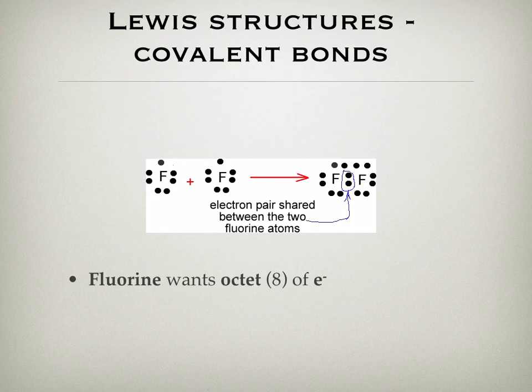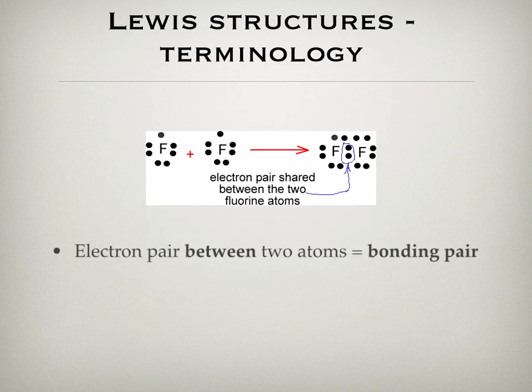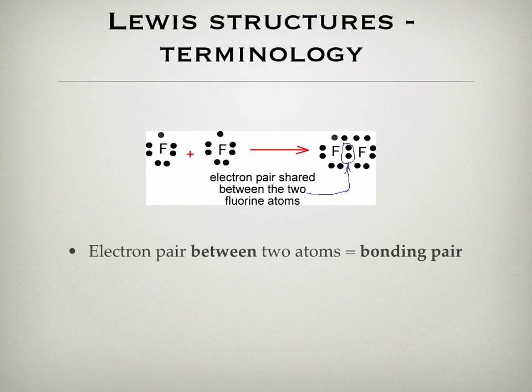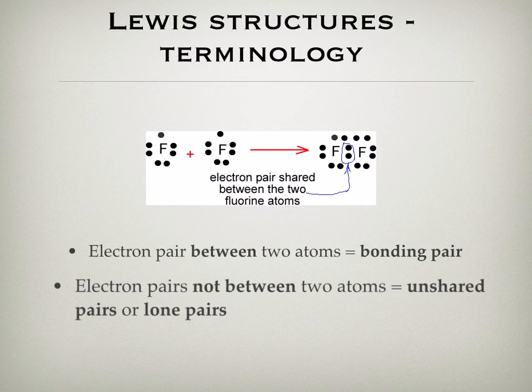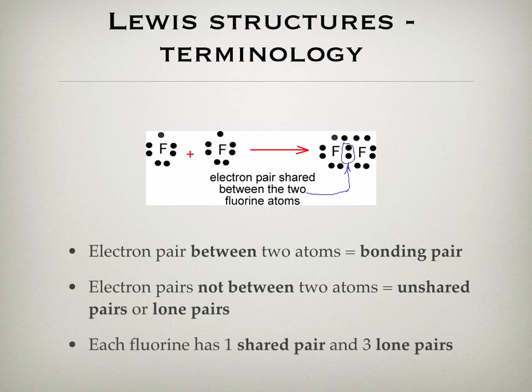Fluorine wants an octet, which is why everything shares. It gives it a full shell. So you share it with another fluorine, and that makes F2. It's called a diatomic molecule. The electron pair between the two atoms is called a bonding pair. So that's what's actually participating in the bonding. And the other electrons are not between two atoms. Those electrons are unshared, so those are called your lone pairs. They're lone even though they're in pairs because they're not participating in bonding. So each fluorine has one shared pair and 3 lone pairs around it.